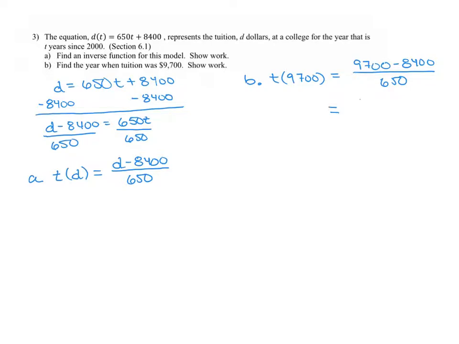$9,700 minus 8,400 is 1,300. And if we divide by 650, we get 2. What is this? This is years. And we do want to continue. It says t is the years since 2000. So in 2002, our tuition will be $9,700.